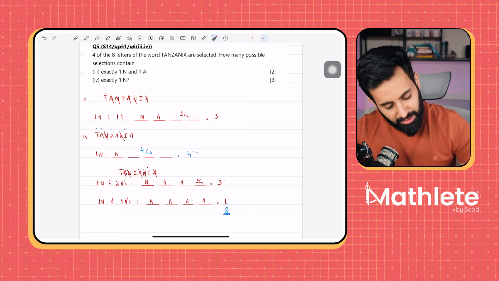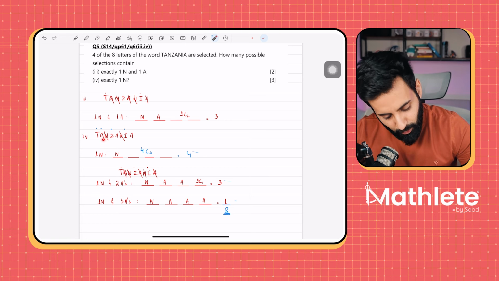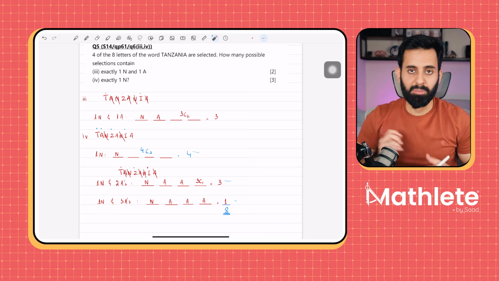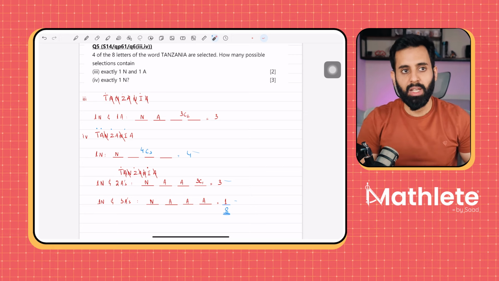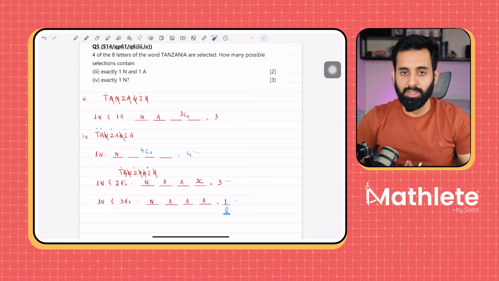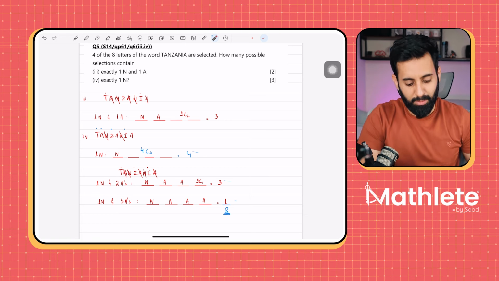Now, why are we considering this to begin with? Because in this word, we have 1, 2, 3 A's. That means you could have a combination where you have one N and 2 A's. You could have a combination where you have one N and 3 A's. So we have to deal with them separately. Repetitions are such that you always have to deal with them separately.